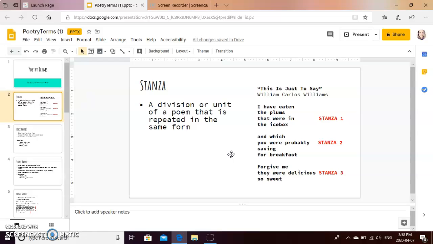I have eaten the plums that were in the icebox, and which you were probably saving for breakfast. Forgive me, they were delicious, so sweet.